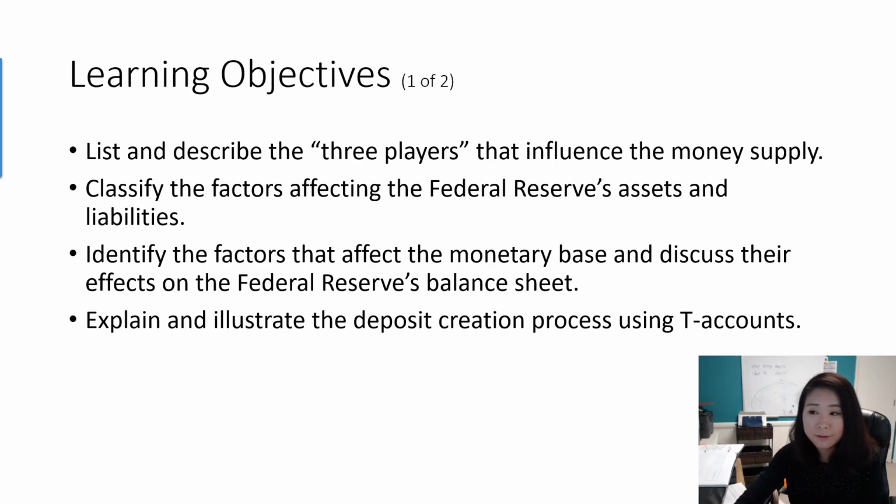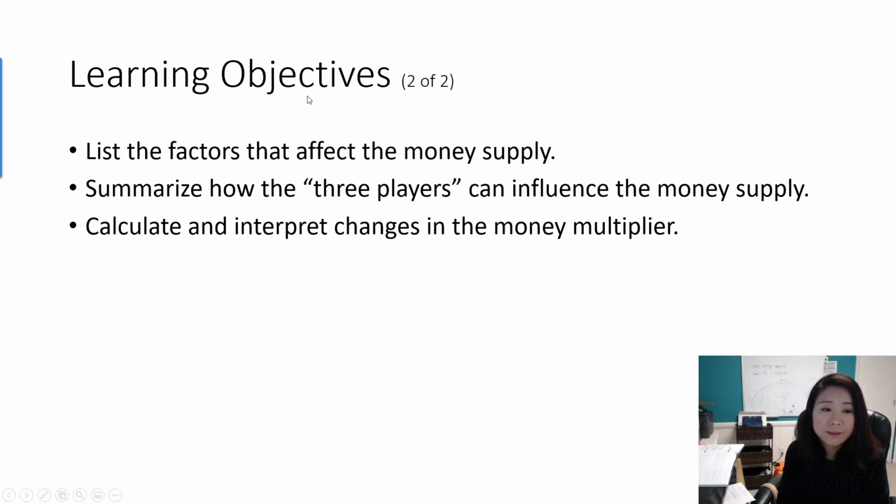And after learning this chapter, you will be able to list the factors that affect the money supply. What actually affects the money supply besides the government issuing more money? And you will be able to summarize how the three players can influence the money supply. And lastly, you'll be able to calculate and interpret changes in the money multiplier.